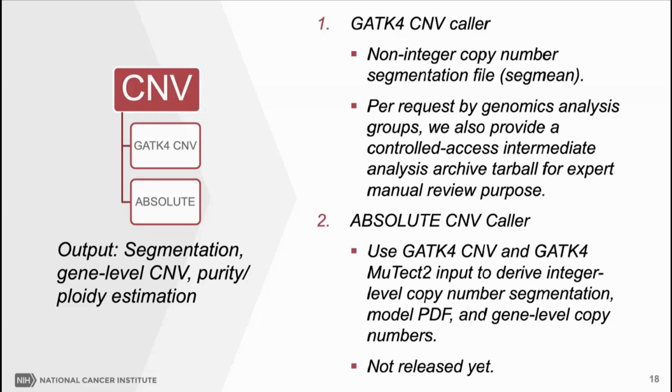This is only left for expert manual review purposes. The second workflow, Absolute, built on top of GATK4 CNV, is a well-known tool previously used in TCGA with the SNP6 array data. This is the whole genome version of it. It outputs integer level copy number segmentation files and gene level copy number values. Basically, it is very similar to what we currently have as the ASCAT output.